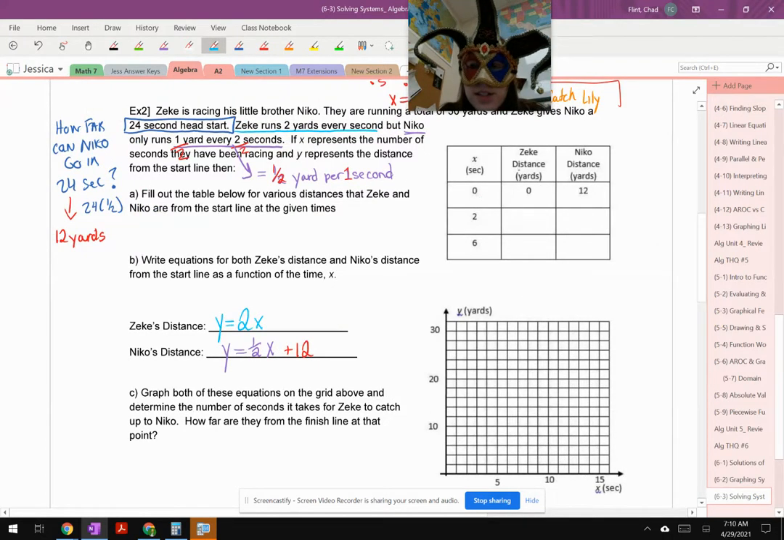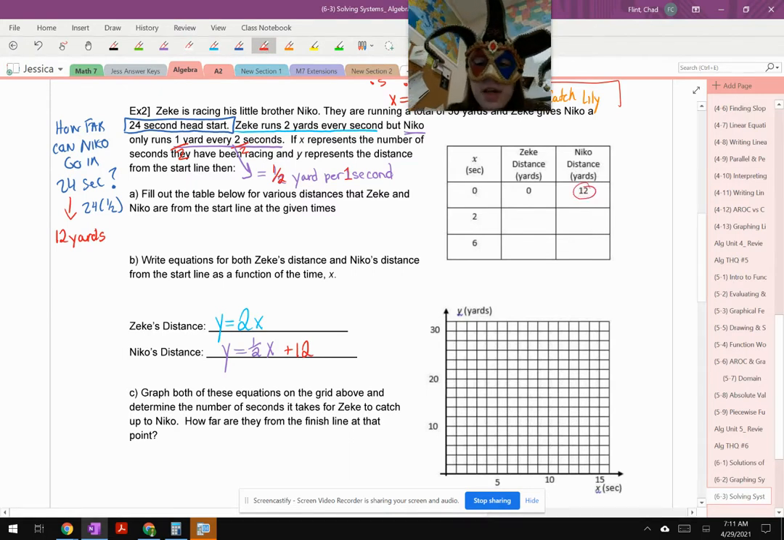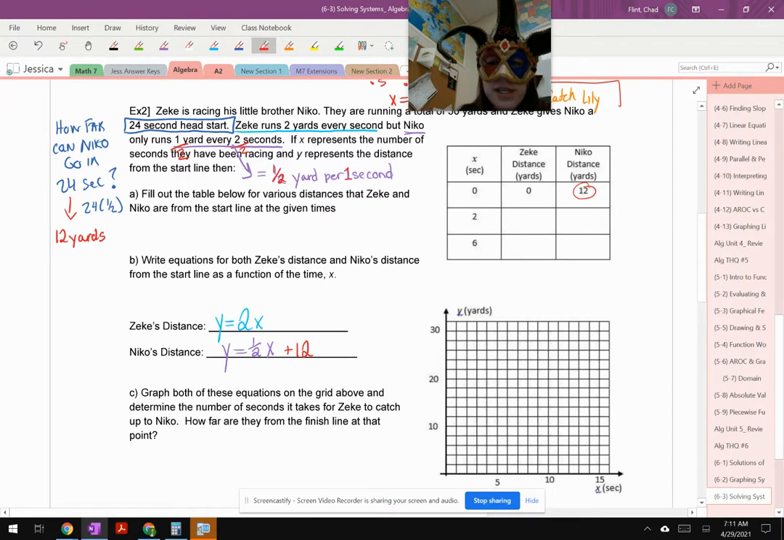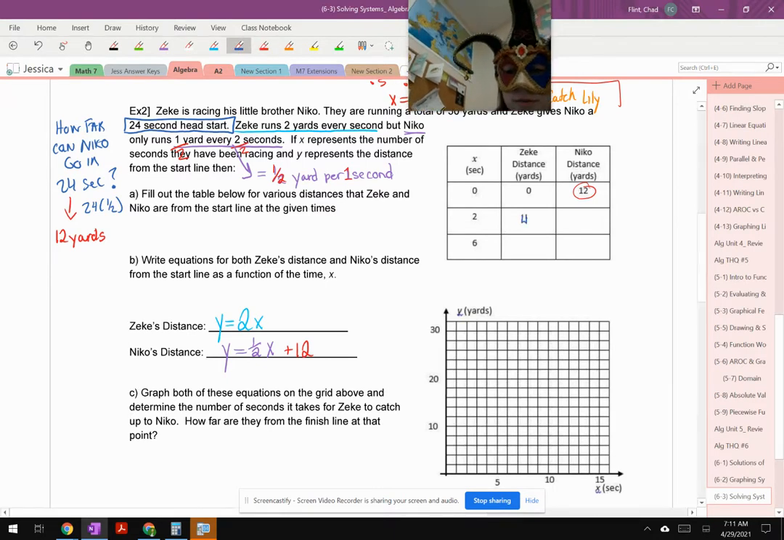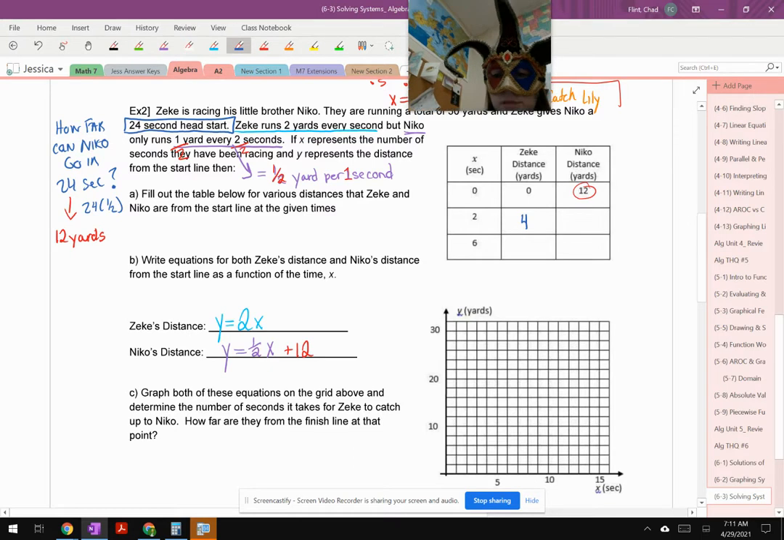At 0 seconds, Zeke has not left yet, which makes sense because Nico's getting a head start. And Nico is at 12. Oh, that makes sense as to where my 12 came from over here. 12 yards ahead. At 2 seconds, Zeke runs, and I'm just plugging this in: 2 times 2 is 4. Nico, at 2 seconds, if I plug in 2 for X, 2 times 1/2 is 1, plus 12, Nico's 13.